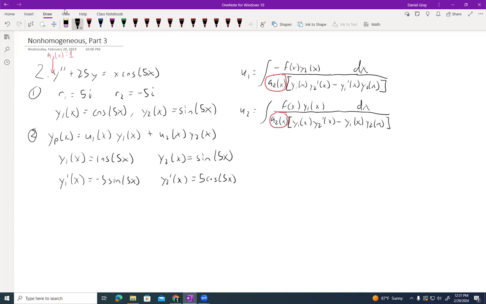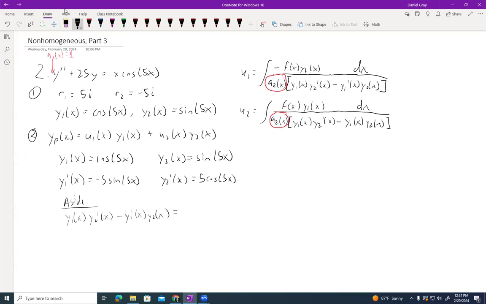Okay. So now, right, in order to use these formulas, I'm going to need y1 prime and y2 prime. So I went ahead and took the derivatives here. Right, we got negative 5 sine of 5x, we got 5 cosine of 5x, and then now I'm going to go ahead and compute this. Something that may help you out is to go ahead and compute what's in the parentheses here first, right? So just maybe as a little aside over here, all right, we'll have y1 of x times y2 prime of x minus y1 prime of x times y2 of x.